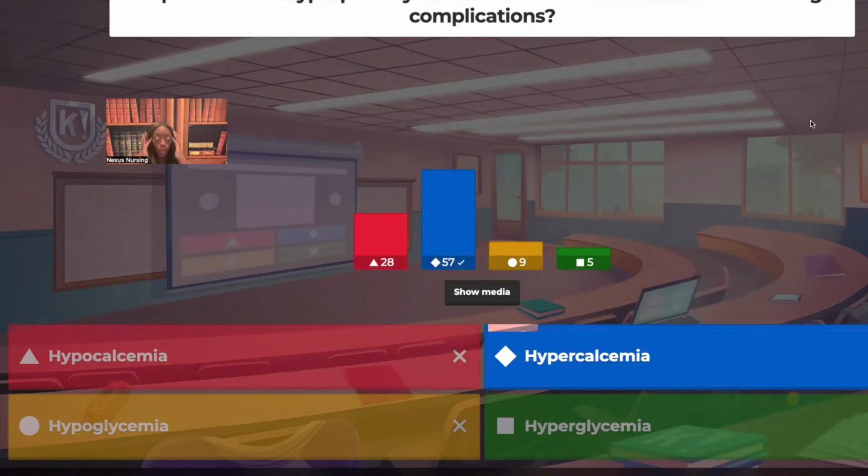So in this situation, if a patient has hyperparathyroidism, they have hypercalcemia. That means they have too much calcium where? In the blood. Well, where's calcium supposed to be? In the bone. So patients are at risk for what? Fractures. Hello. All right, moving on.